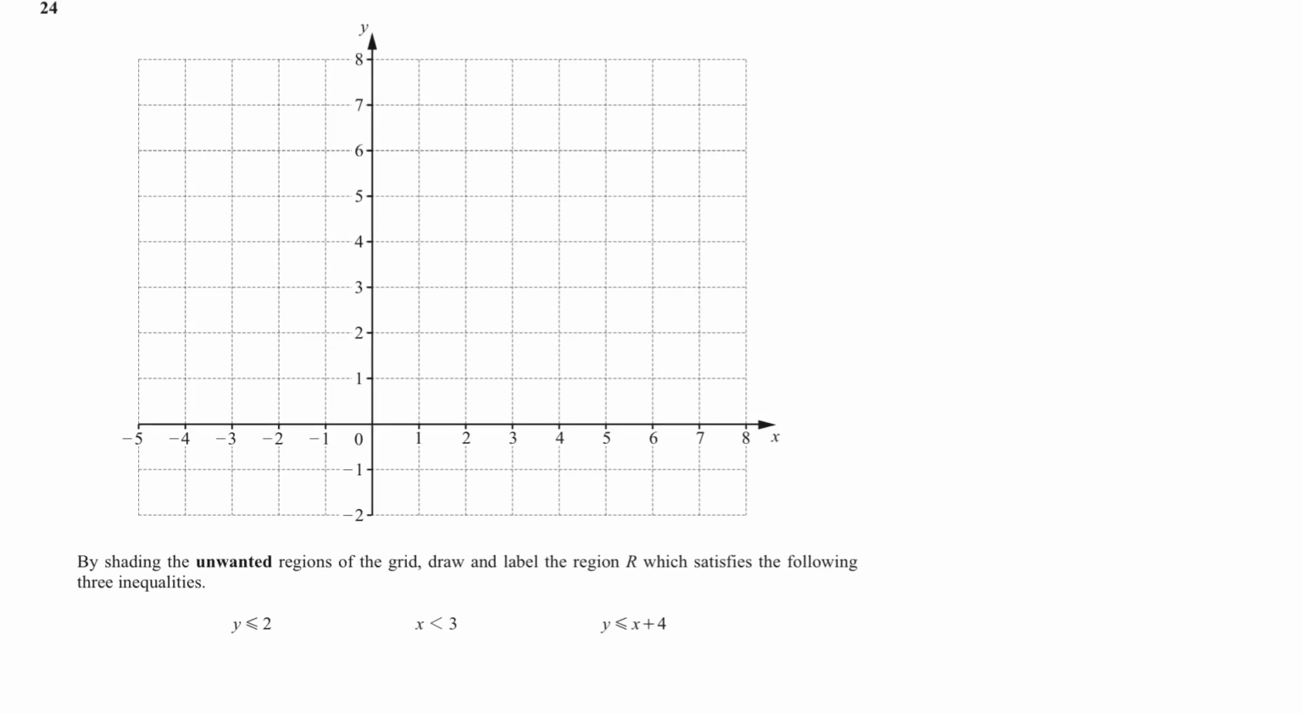The next question is about inequalities. We have to shade the unwanted regions and label the region R which satisfies the following inequalities. Y is less than or equal to 2. Less than or equal to 2 is this line. First we'll just write everything down. Y is less than or equal to 2. So the unwanted part is going to be the up part. We don't want this.